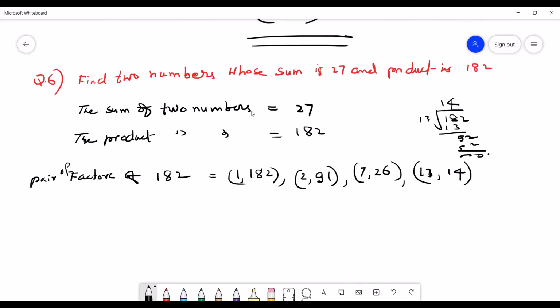So this 13 and 14 we have got. When we add this 13 and 14, then we will get 27. And then we will multiply this 13 and 14, then we will get 182. So the two numbers whose sum is 27 and product is 182 are 13 and 14.